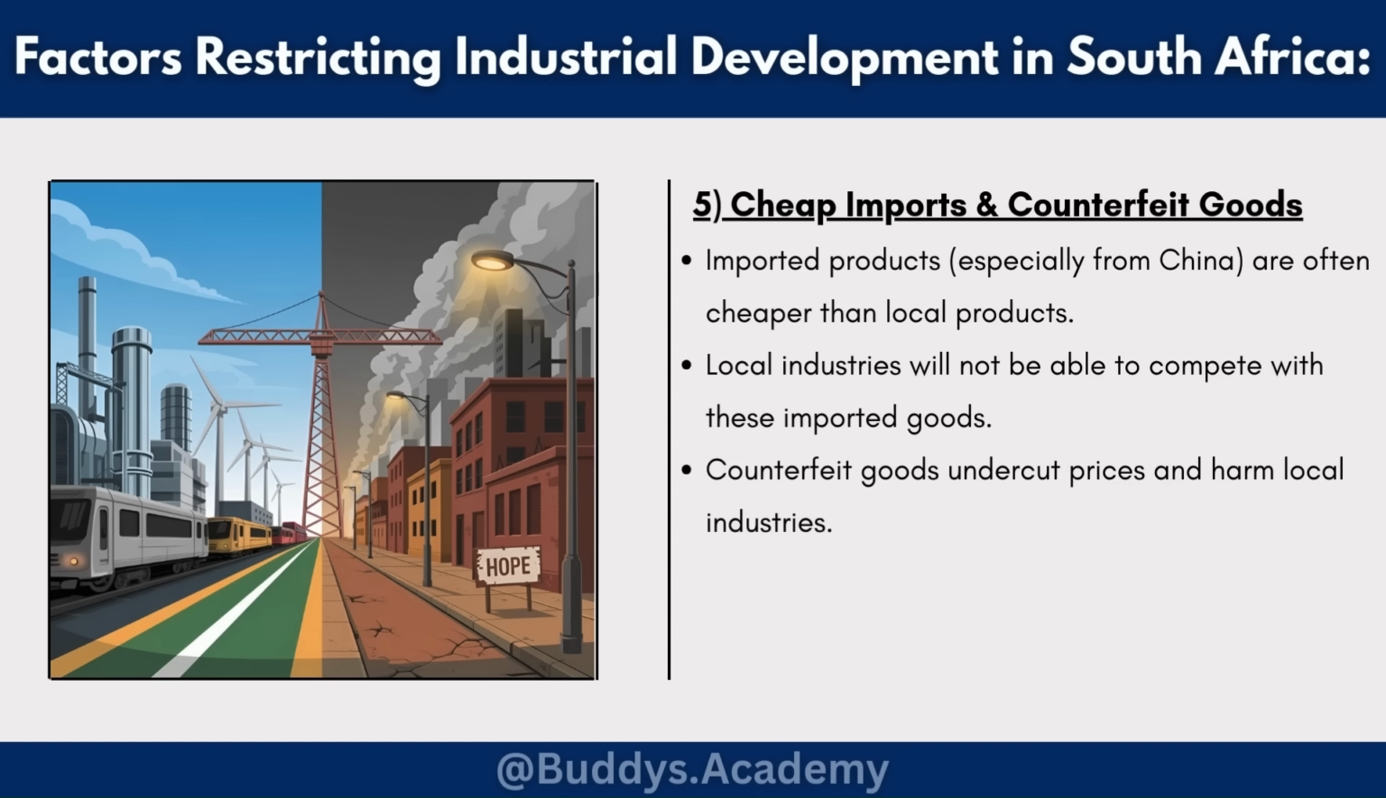Your fifth factor is going to be your cheap imports and your counterfeit goods. Your imported products, especially from China, are often going to be cheaper than your local products, right? And your local industries will not be able to compete with these imported goods. Your counterfeit goods are going to undercut prices, and it's going to harm your local industries. Now we know how cheap your fake clothes are going to be, and people will rather go and buy these goods as compared to your locally made goods, and that's going to affect our local industries.